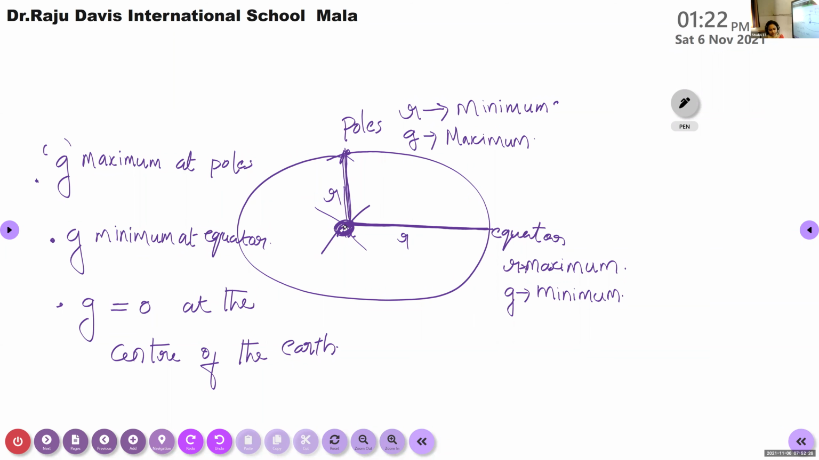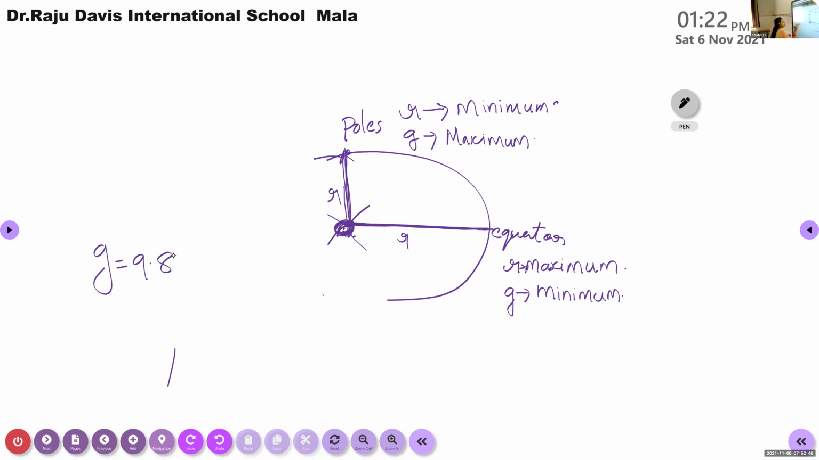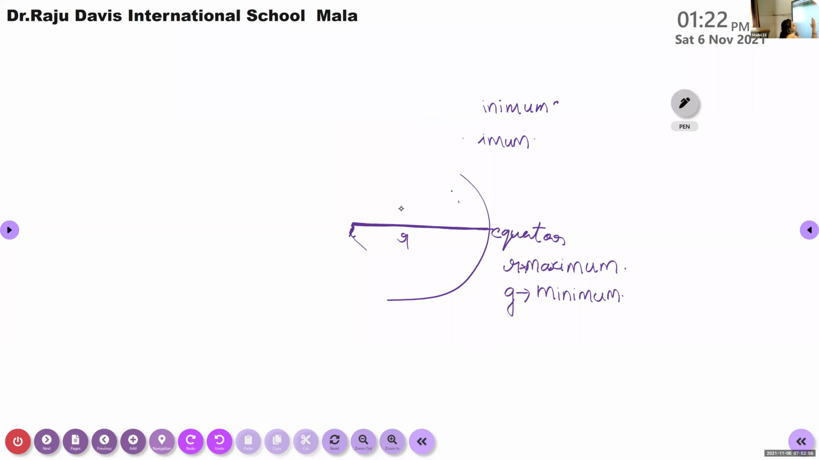Okay, now the next one. Write the next heading, to calculate the value of g. As we told in the last class, the acceleration due to gravity is a constant. It possesses a constant value equal to 9.8 meter per second square. So now we are going to explain how we obtained this value of 9.8 meter per second square. So write the next heading, to calculate the value of acceleration due to gravity.